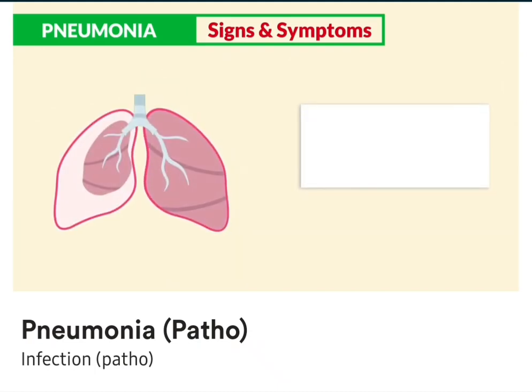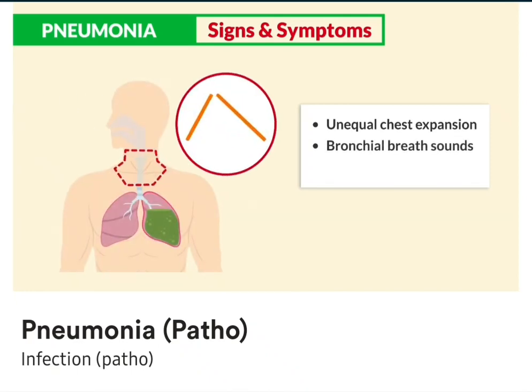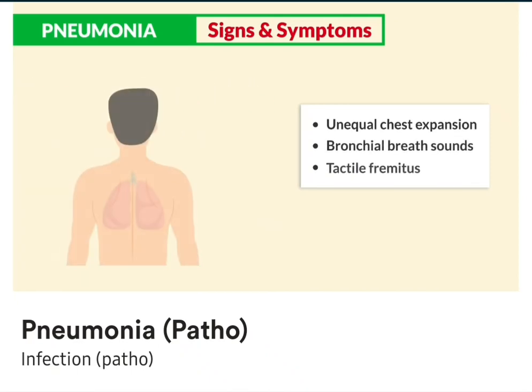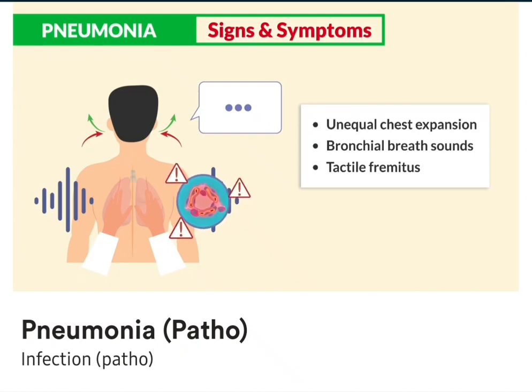Now other signs, which are not really key, include unequal chest expansion, bronchial breath sounds, which are high-pitched sounds, and tactile fremitus. This presents as more vibrations from a patient's back when repeating certain phrases and indicates denser or inflamed lung tissue.